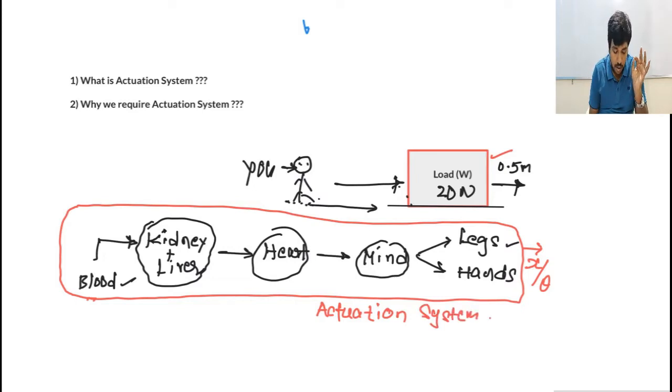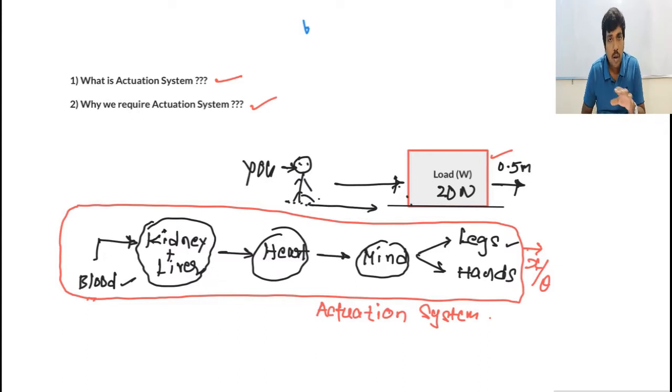Clear? I hope you understood why we require an actuation system. The final purpose of an actuation system is to provide a linear displacement or angular displacement such that we can perform some work. Now the question is, what is an actuation system? Once you understand the question of why, what is very simple. All these devices or organs connected together form a particular system to perform some particular work. This chain of organs all together is called an actuation system.